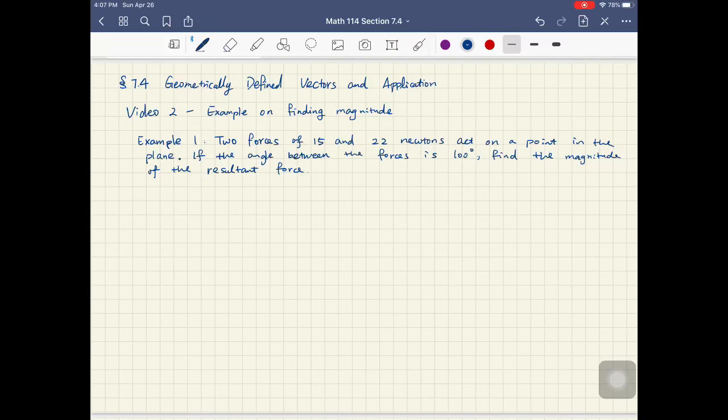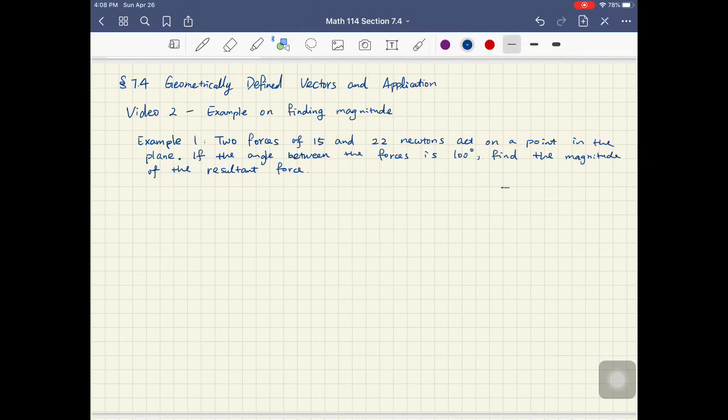This is the second video talking about examples on finding the magnitude of a resultant force. So the example we have is: two forces of 15 and 22 newtons act on a point in the plane. If I'm going to draw, I have a point and then I have two different forces. The angle between the forces is 100.